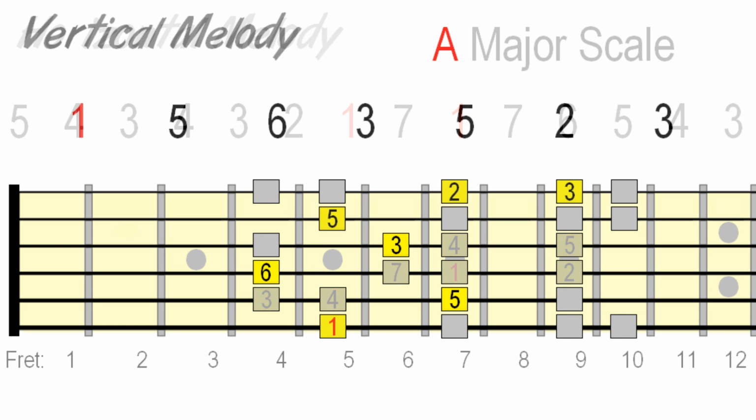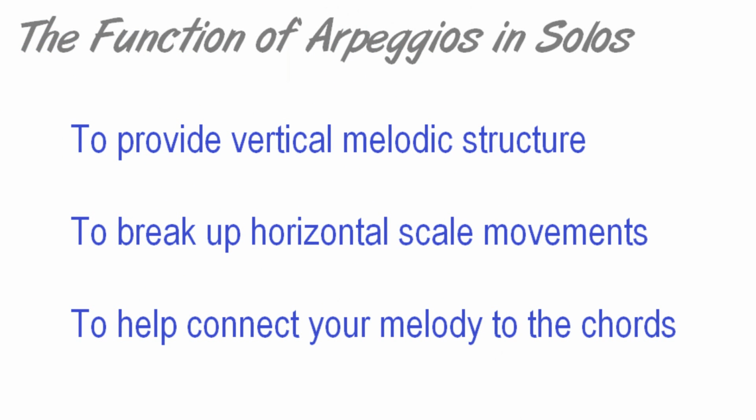whereas vertical melody uses wider intervals, a sequence of skipped notes up or down the scale to build up the picture of a harmony. On guitar, this often means literally playing vertically, string to string. Arpeggios can provide our solos with this vertical structure to help break up our horizontal scale movements. If you often find yourself wandering up and down a scale in straight sequence, then this is the lesson for you.